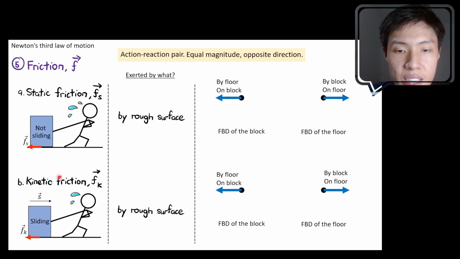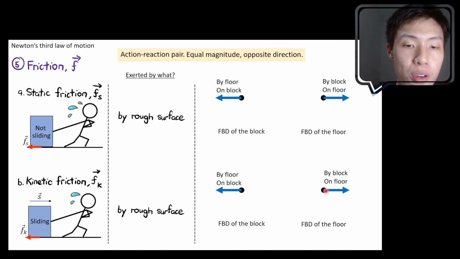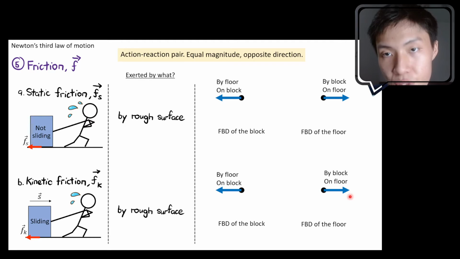The last situation, kinetic friction, is similar to the situation for static friction. If you experience a frictional force exerted by the floor on the block to the left, then you should expect the floor to also experience a force by the block on the floor, and it should be pointing in the opposite direction, which is to the right.